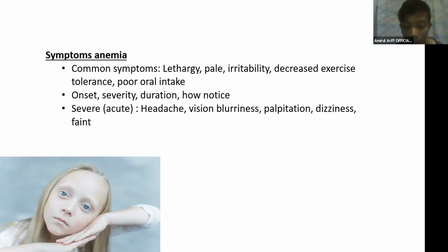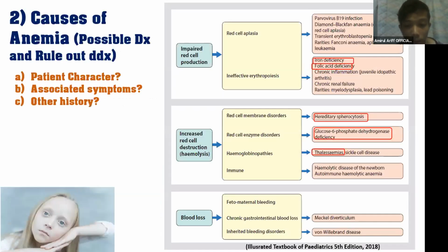So you need to know the causes of anemia, which is quite a lot. As you can see here from Nelson Illustrated Textbook of Pediatrics, they divide the causes of anemia systematically according to the pathophysiology, which is impaired red cell production, increased red cell destruction or hemolysis, and blood loss. As you can see here, a lot of it is actually a broad cause that can lead to anemia, but you can see the red colored box there. That is the one that I will touch on a bit.